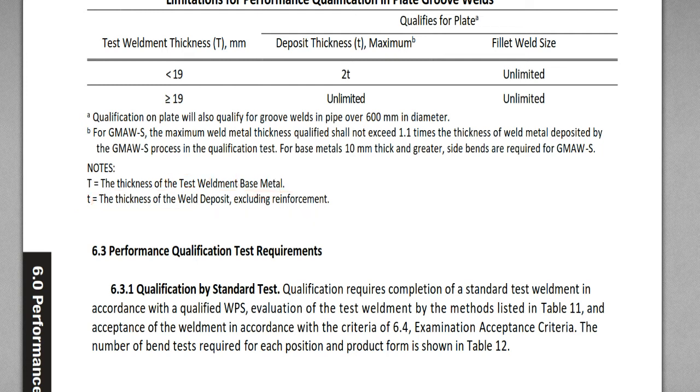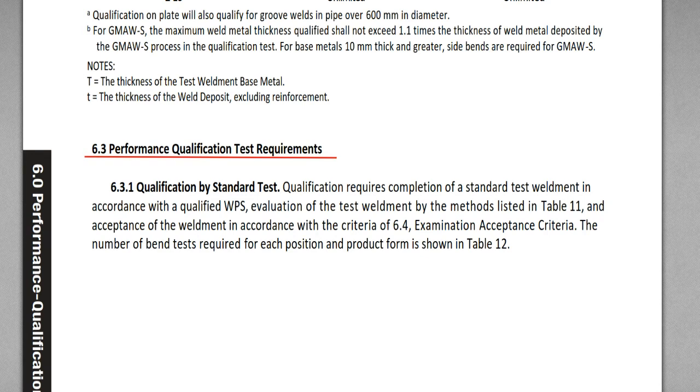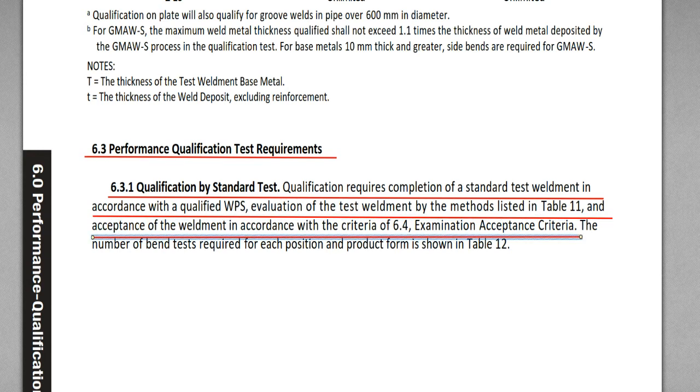Okay, let's go to 6.3. We already covered many things, many numbers in 6.3. 6.3.1, Qualification by standard test. Qualification requires completion of a standard test weldment in accordance with a qualified WPS, evaluation of the test weldment by the method listed in Table 11, and acceptance of the weldment in accordance with the criteria of 6.4, examination acceptance criteria.